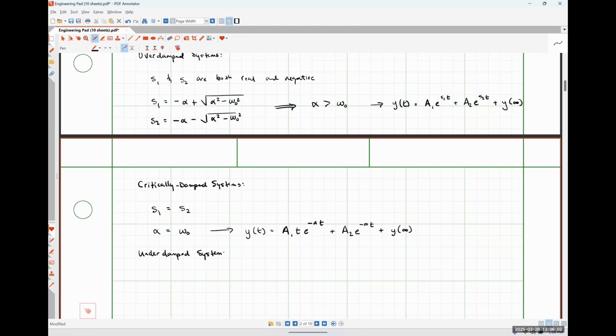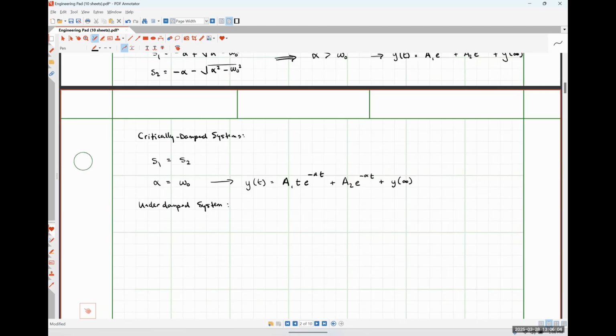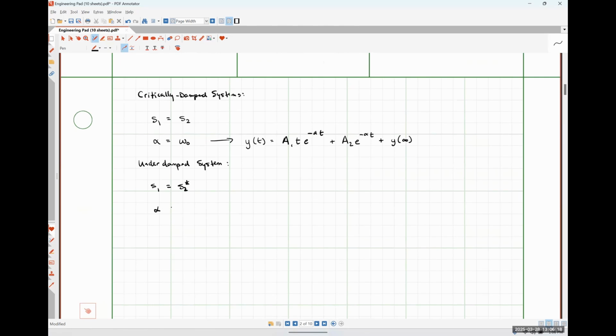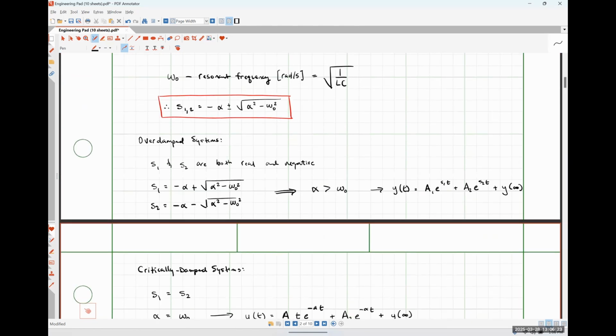Okay. So in an underdamped system, S1 is the complex conjugate of S2 and vice versa. This criterion happens when alpha is less than omega naught, okay? So if we scroll up here to our boxed-in representation for S1 and S2, if omega naught is greater than alpha, then what's under the square root sign will be a negative quantity.